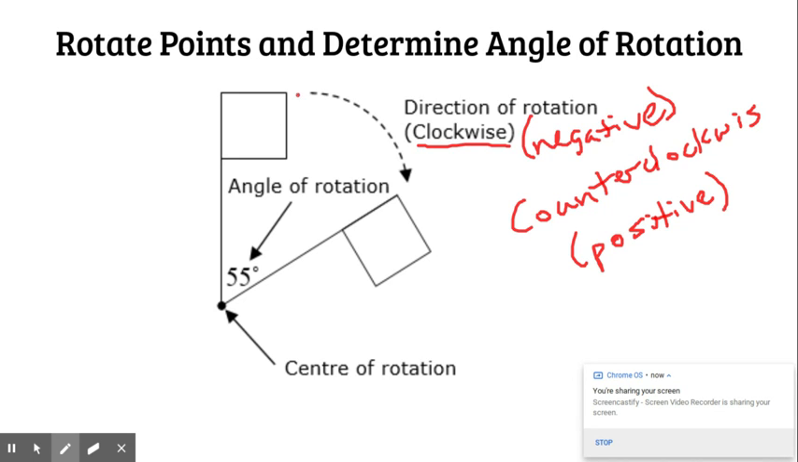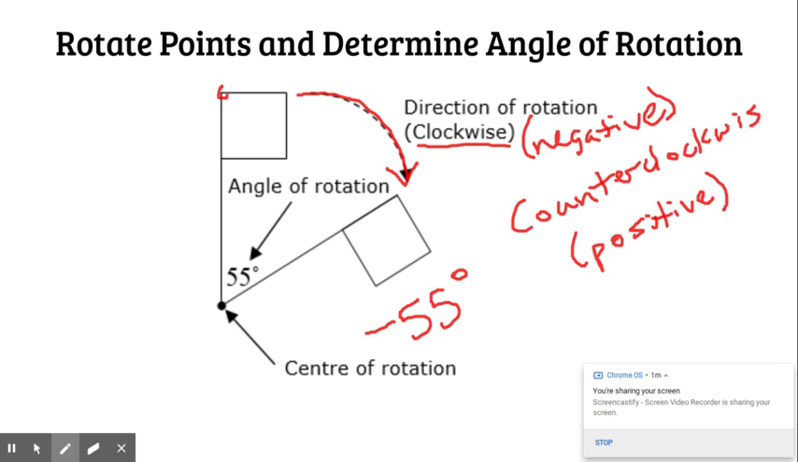In this case, you can see that this flag got rotated this direction, which is clockwise, so it would be negative. And since it's 55 degrees clockwise, the official answer here that we would look for on Khan Academy or on a quiz or a test would be negative 55. The center of rotation is here.